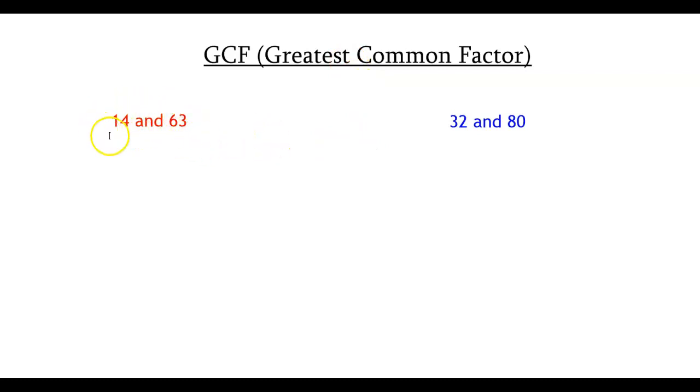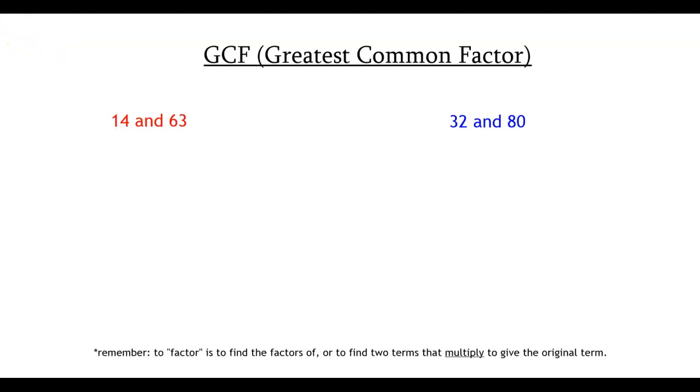So generally, in order to figure this out, I'm going to factor the numbers. To factor means to find the factors of. And remember, that word factor is a word that indicates multiplication. So like I said, we're trying to find 2 terms that multiply to give the original term. So if I'm looking at 14, it's actually fairly straightforward. I'm going to take 14 and factor it into 7 times 2. Do the same thing with 63.